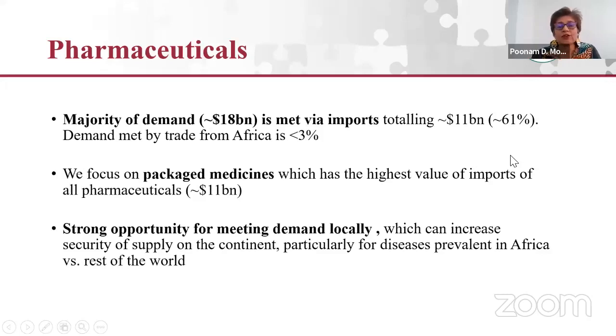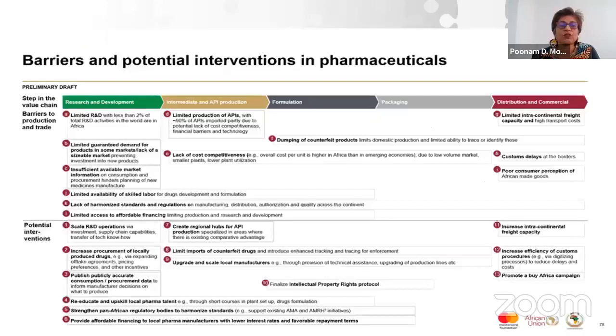The majority of demand is met via imports, where everybody has spoken about this. Demand met by trade from Africa is less than 3%. So there is a strong opportunity for meeting the demand locally, which can increase security of supply on the continent, particularly, well, so many speakers have spoken about those diseases. So I'm going very quickly over these.